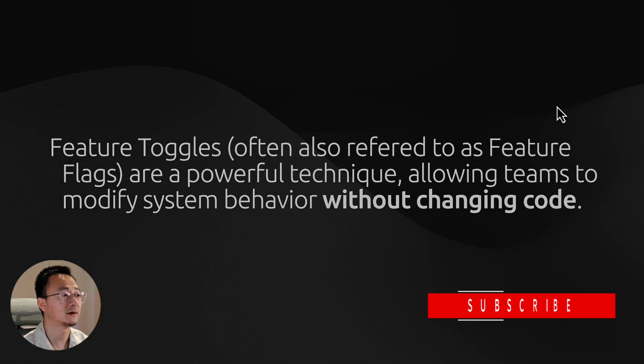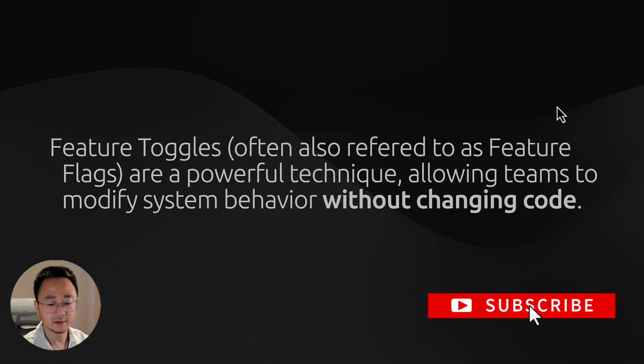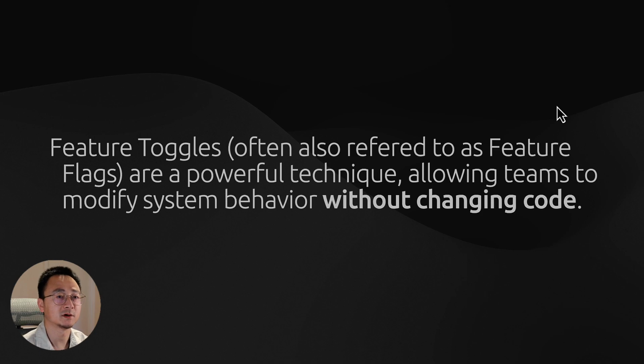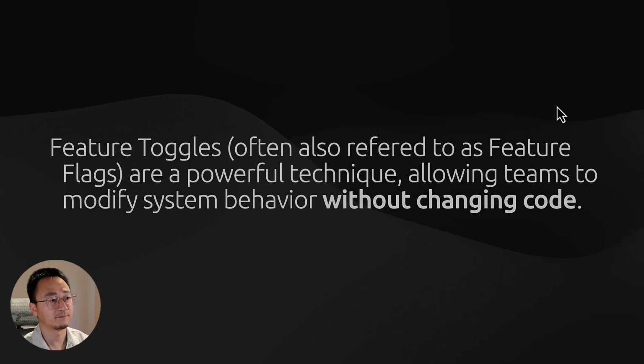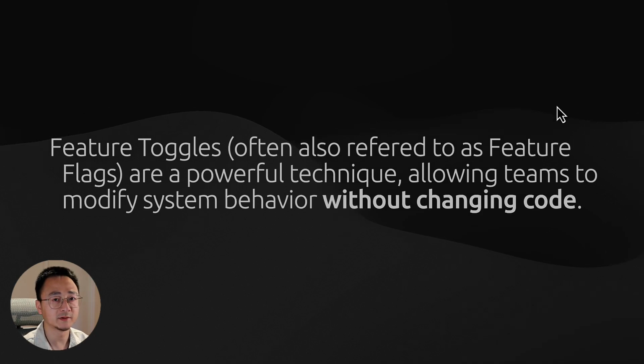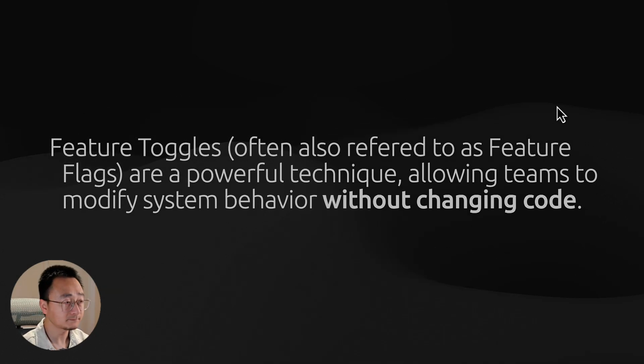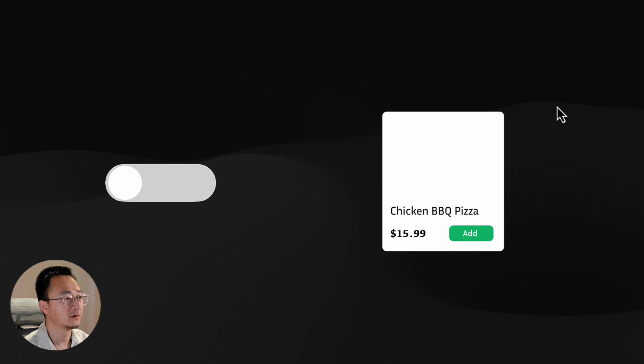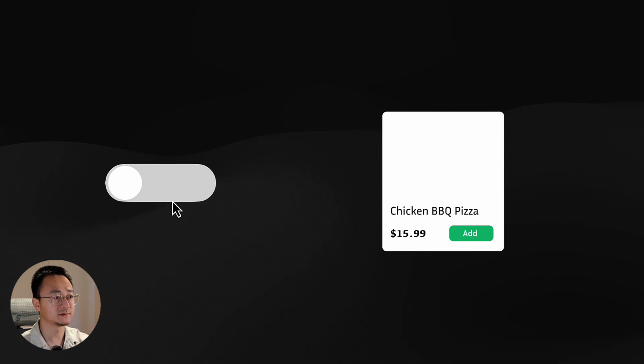Feature toggles are a powerful technique that allows the team to release the system without actually changing the code. The toggles are stored somewhere else, and you can turn them on or off without publishing your code. It's a separate system. I will give you a very intuitive example here. Let's say you have a toggle in a system somewhere, not in your application system.